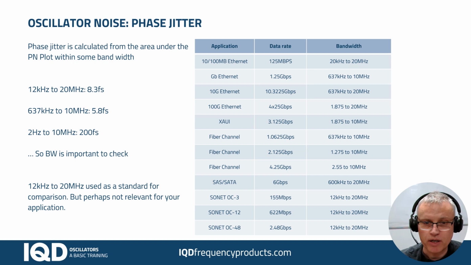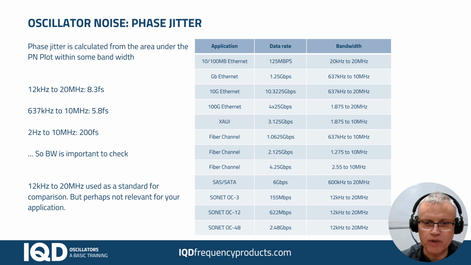Now, 12 kilohertz to 20 megahertz is the most common bandwidth that you'll see on an oscillator datasheet. And that's used by people in the oscillator industry because we need something to compare one product to another. We need some way to quickly explain why the phase noise and phase jitter on this product is better than that product, or perhaps we want to compare our competitors' products to our own and we want some commonality in the way that we do the measurement.